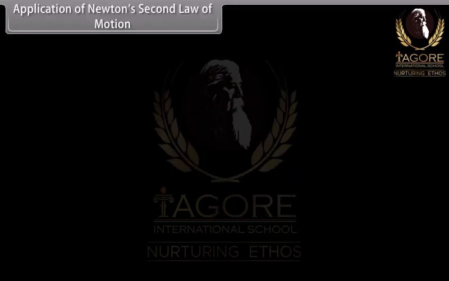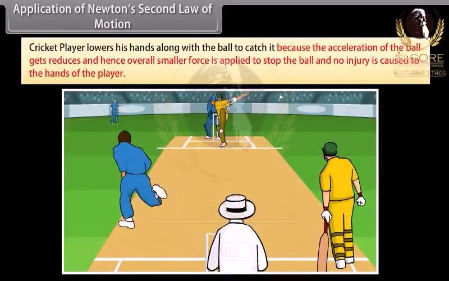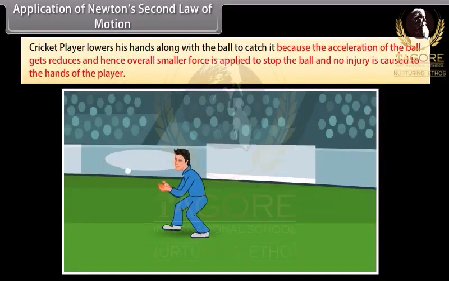Application of Newton's second law of motion. A cricket player lowers his hands along with the ball to catch it because the acceleration of the ball gets reduced and hence an overall smaller force is applied to stop the ball, and no injury is caused to the hands of the player.